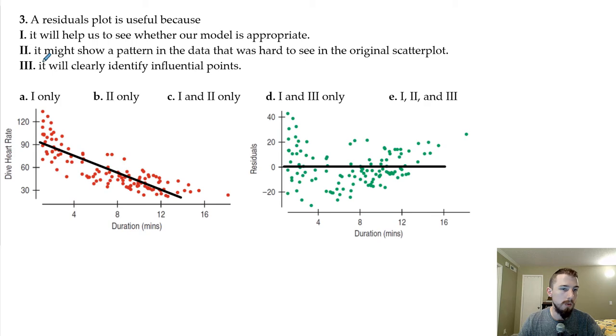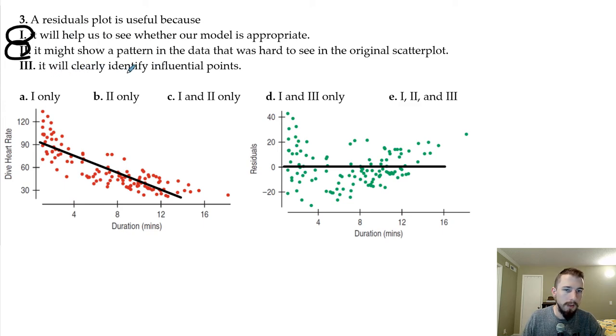Residual plot is useful because it helps us to see whether a model is appropriate. Yes, so whenever we were looking at dive heart rates with penguins and their durations, it looked fairly linear, but the curvature was more clearly shown when we looked at the residuals. It's just more obvious. So that's one of the main benefits we have here. It might show a pattern in the data that was hard to see in the original scatter plot. That is true. That's very true. It's almost kind of saying the same thing.